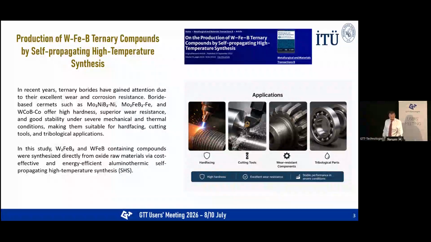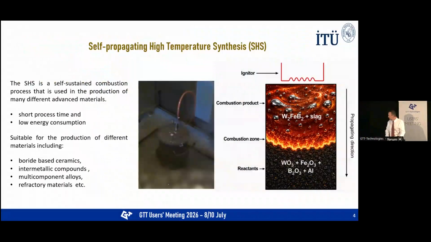high-temperature synthesis. Why did we study this? Because boride-based materials are increasingly attracting attention as they provide a nice combination of hardness, wear resistance, and high-temperature stability. Therefore, the aim of this study is to produce these ternary borides directly from inexpensive oxide raw materials using self-propagating high-temperature synthesis, or the SHS process.